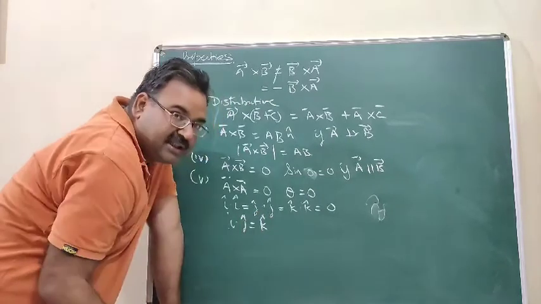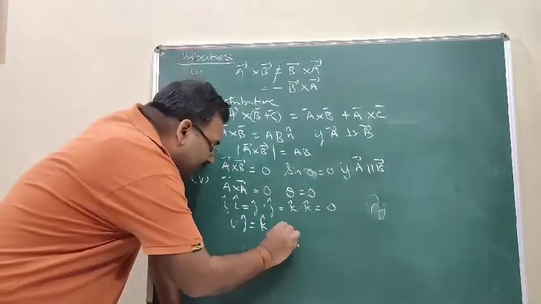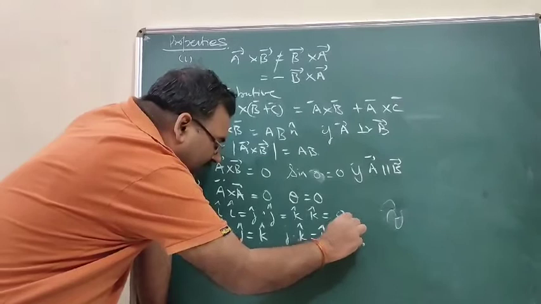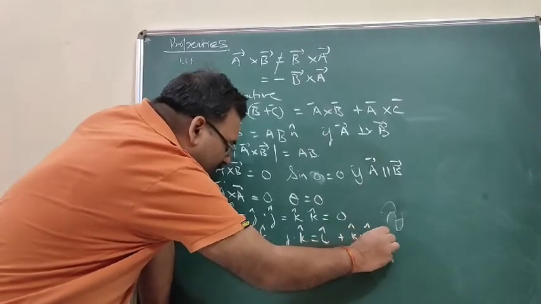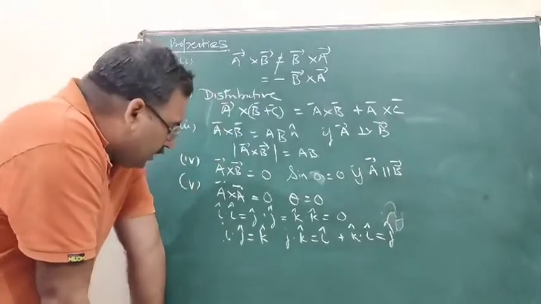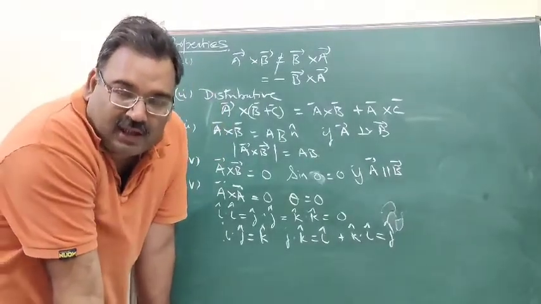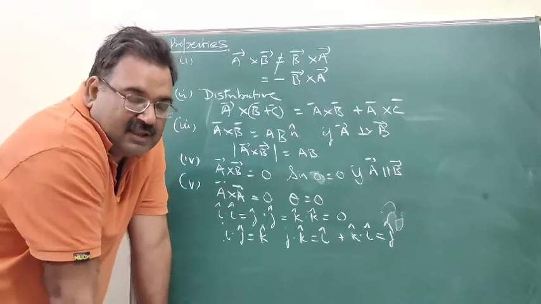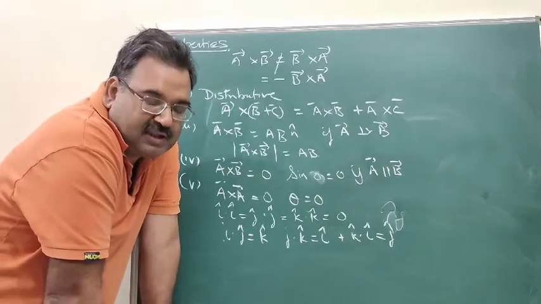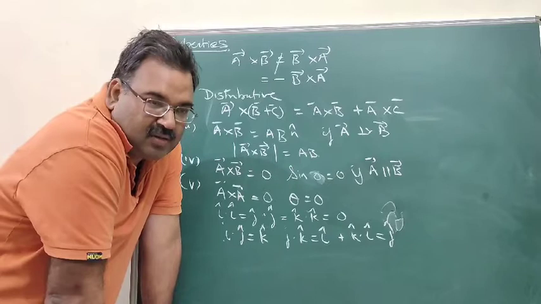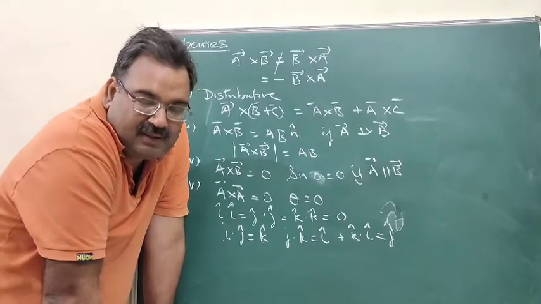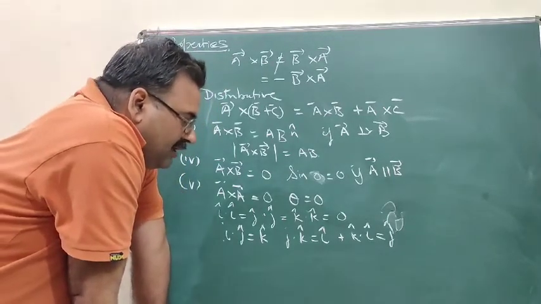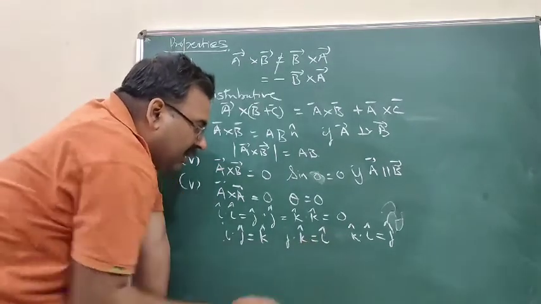Next important thing that you see: I cross J will give you K. J cross K gives I, and K cross I gives J. Is it clear? I and J are perpendicular to each other, so what will be perpendicular to the I J plane? K. I is along the x axis and J is along the y axis, so perpendicular to the xy plane is the z axis. So that is K. Similarly, J cross K is equal to I cap and K cross I is equal to J cap.